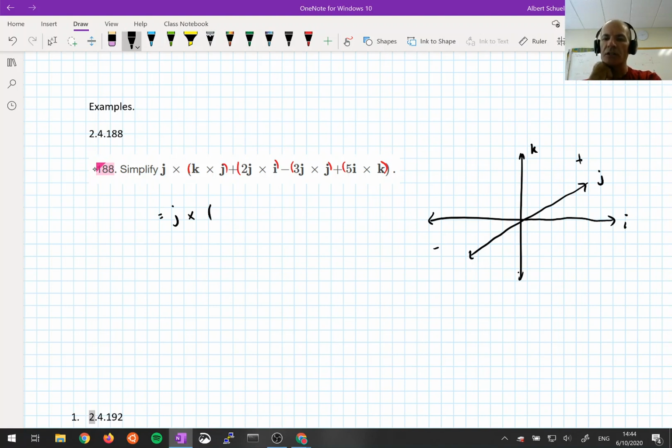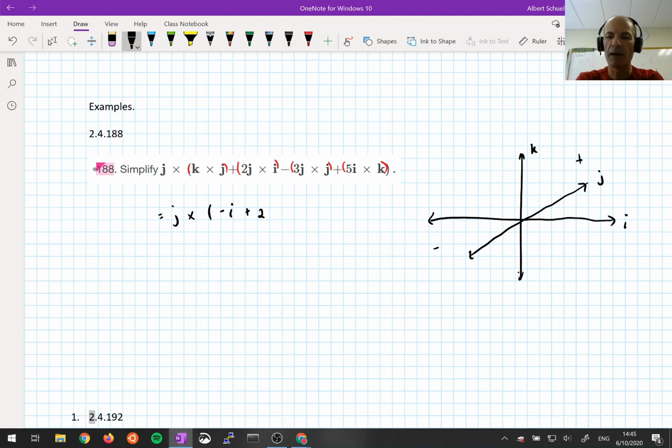All right, K cross J, so the fingers of my right hand are pointing along the K direction, and my palm is pointing towards the positive J direction. Which way is my thumb going? Pause. So if you are unpausing now, your thumb is pointing in the negative I direction. So this resolves to negative I plus 2 times whatever J cross I is.